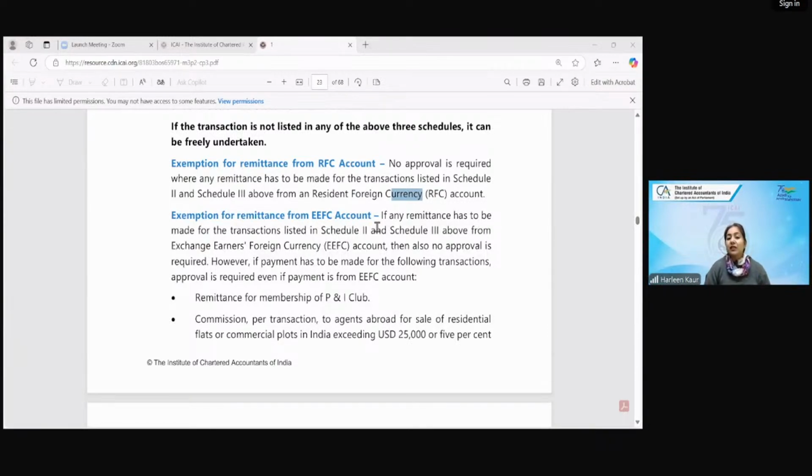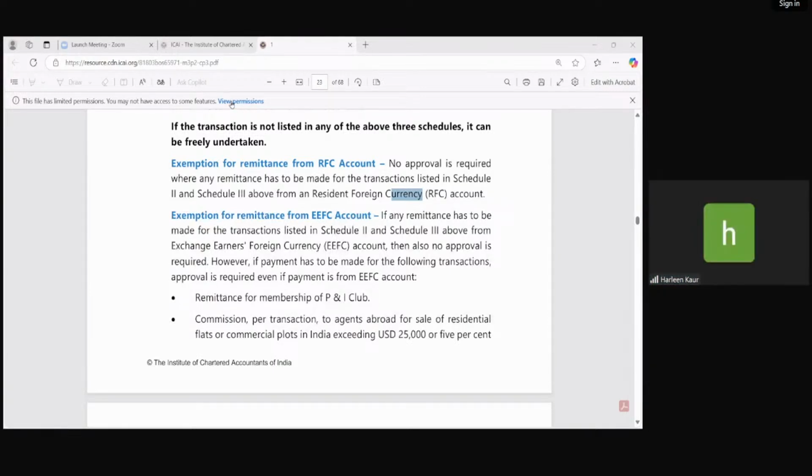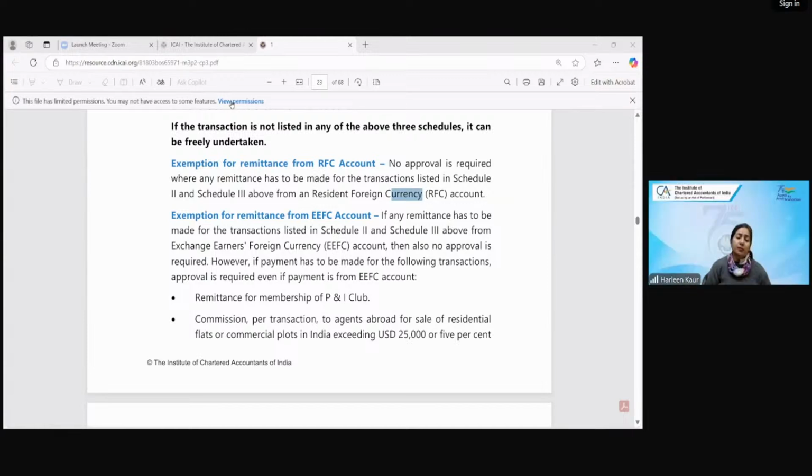And what is EEFC account? EEFC is like a saving account. What is the meaning of saving account? If you have a saving account in a bank, what does it mean? Your current account is for the business people who are doing the business from that, and saving is like a salary account where you're just keeping your savings and you're earning interest on those savings. If you are making the payments of Schedule 2 and Schedule 3 from the EEFC account, that is a saving account also, then also no approval is required. But for EEFC account, for the following transactions, approval is required. Okay, common people can deposit and withdraw money for personal purpose. Very good, Swati. Excellent. Yes, Khushbu.